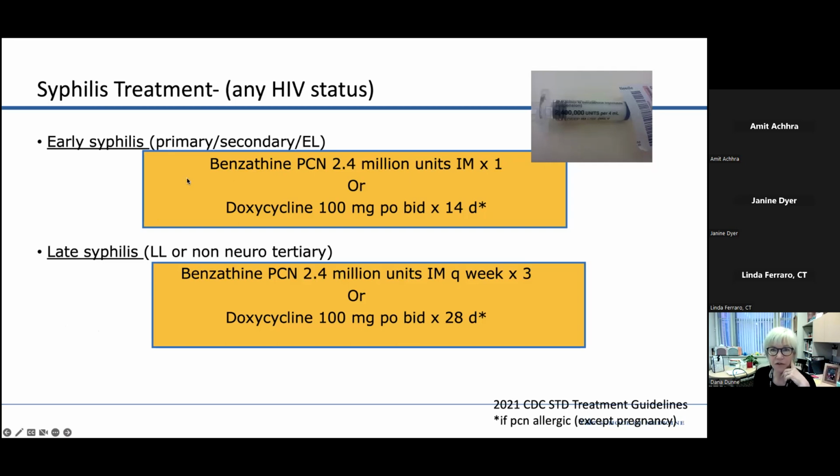In that first year is 1 shot of penicillin, or 2 weeks of doxycycline if they have an allergy, and penicillin is preferred. And if it's later, then they get 3 weeks of benzathine penicillin or 28 days of doxycycline if they have an allergy. If they're pregnant, it doesn't matter what stage they're in.